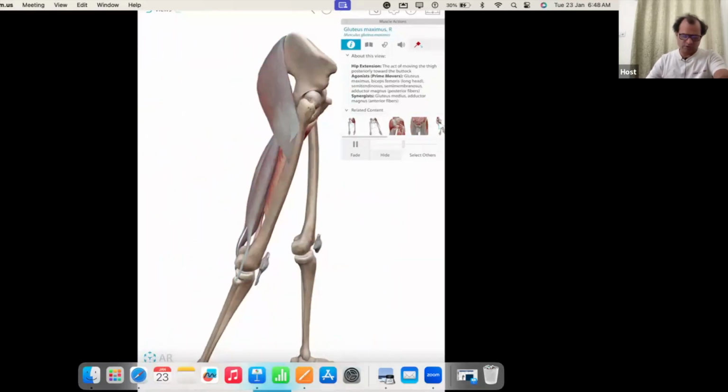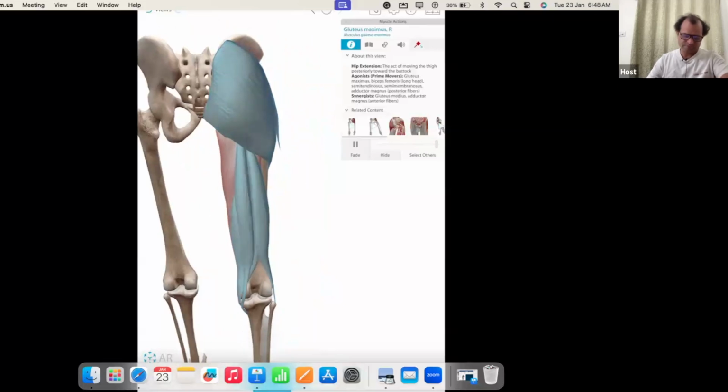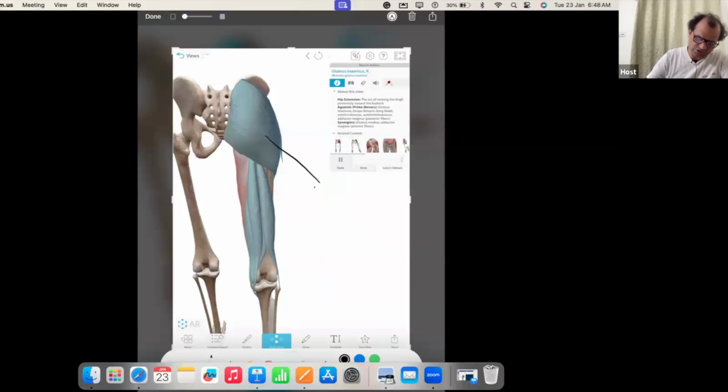So number one, gluteus. They are doing extension. Gluteus maximus. Remember one thing, gluteus maximus, because the gluteus has three muscles. And this is the hamstring muscle. This is the gluteus maximus muscle.